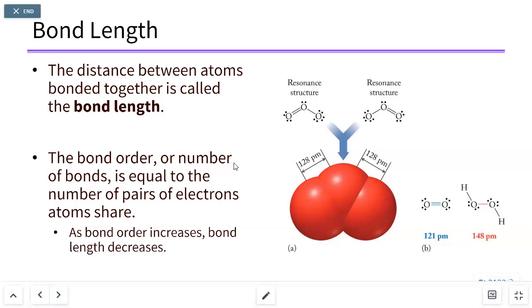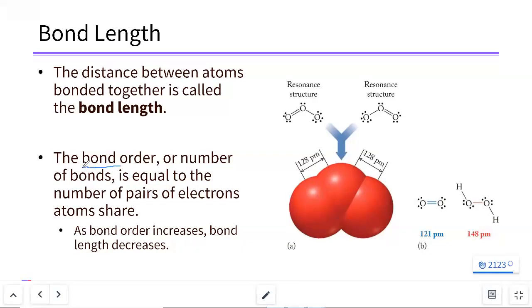Now, we have a term for the number of bonds in a given compound. It's called bond order. Bond order is simply the number of bonds that exist between one atom and another in a covalent bond. So in this example, where we have hydrogen peroxide, this is a single bond. The bond order here is 1. Here in molecular oxygen, where we've got this double bond, the bond order is 2.